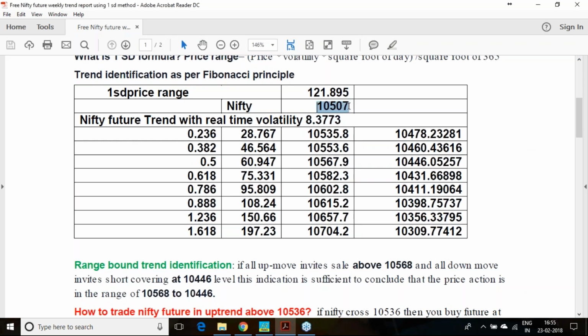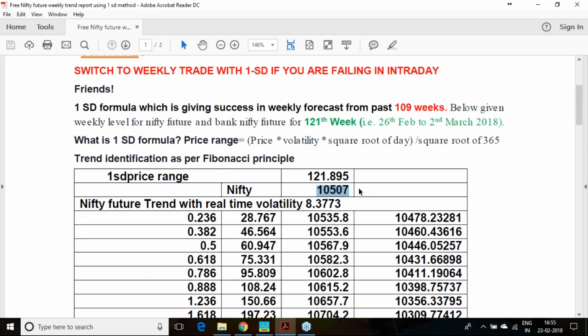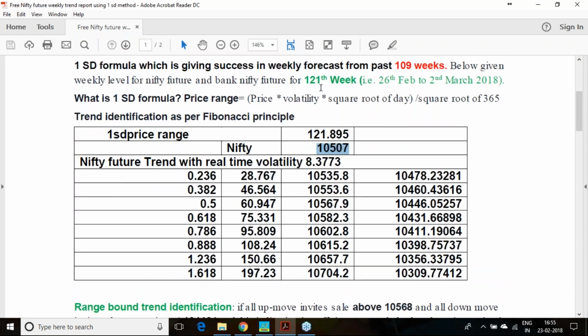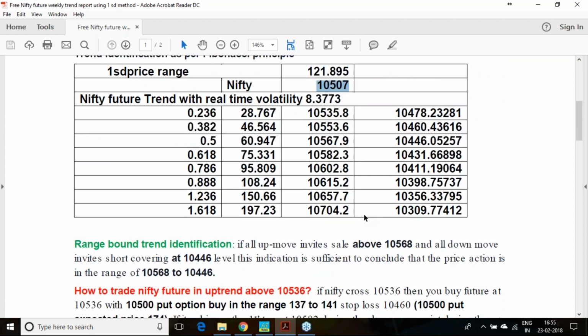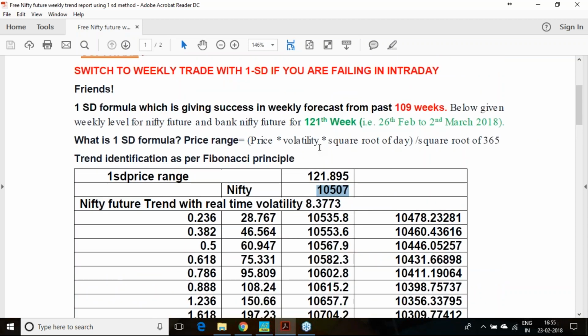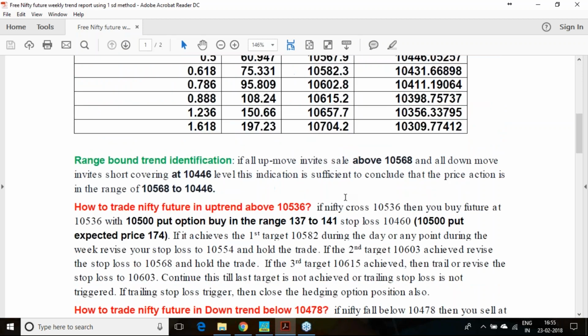And 10,507 was the closing at the last traded price, and it is the 121st week of the trend analysis using one standard deviation, wherein we are taking this last traded price, real-time volatility, number of days 7 days, and square root of 365. By this process we are deriving this price range.